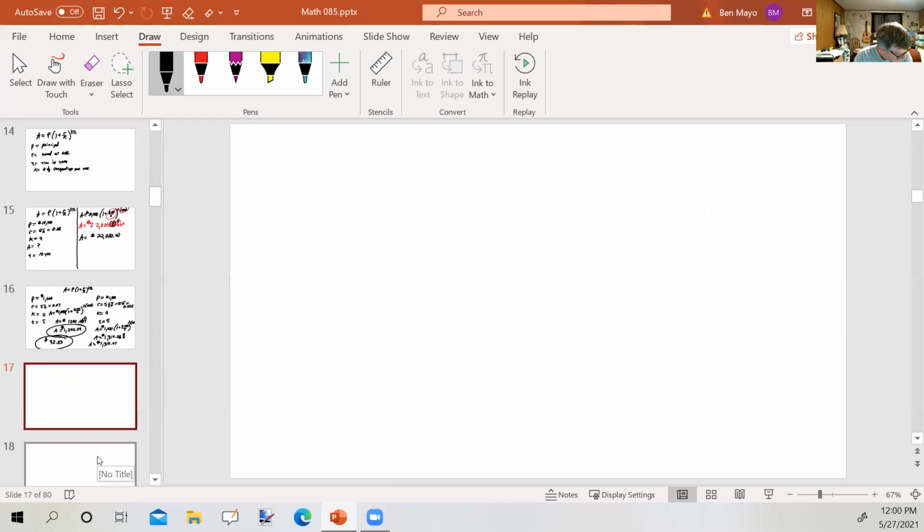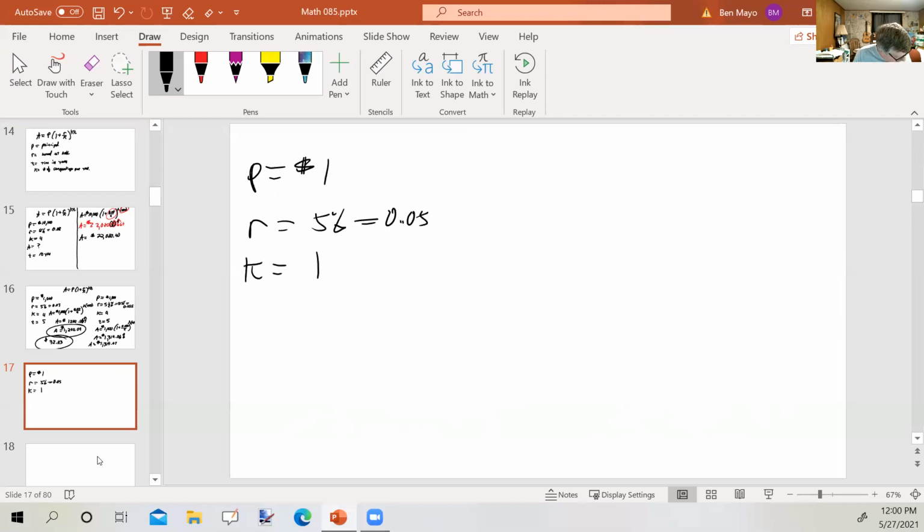Okay, now let's say that $1 was invested on July 4th, 1776. So $1 invested at 5% interest, compounded annually. What would it be worth July 4th, 2076? All right, so from 1776 to 2076, again, July 4th, would be 300 years.